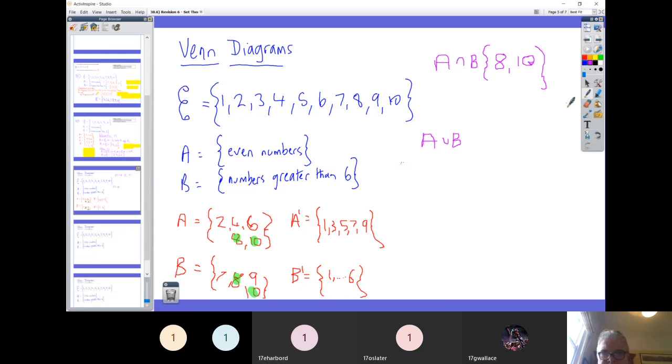Okay, so the next bit I wanted to do was Venn diagrams, but I think unless I can get the pen working, we might have to leave that for another day. Okay, so hang on there. I'm just going to go and grab my battery.